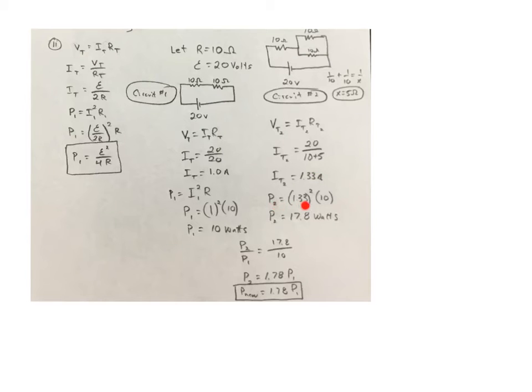So its power is going to be its current, 1.33 squared, times its resistance, 10, so it has now a power of 17.8 watts. So it goes from 10 to 17, so it gets brighter, but they want the actual percent or multiplier, so P2 over P1, 17.8 over 10, is therefore, you manipulate this, you get power 2, which is power new. They want you to use power new equals 1.78 power 1.